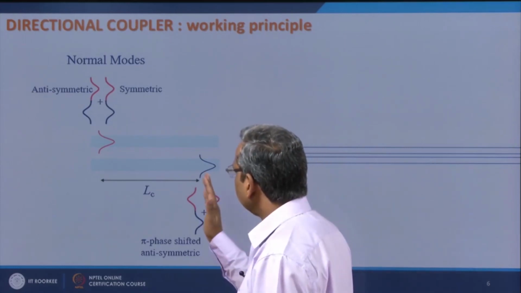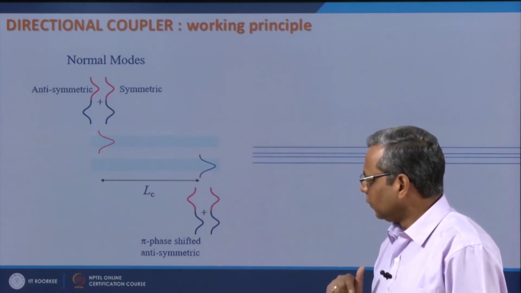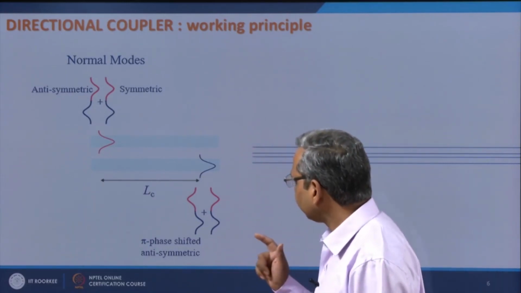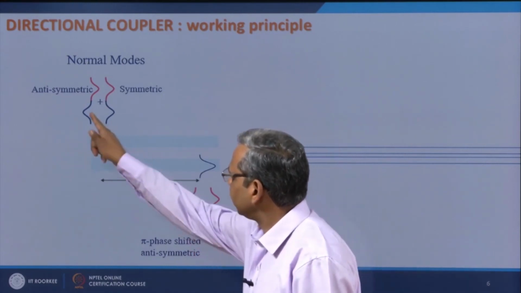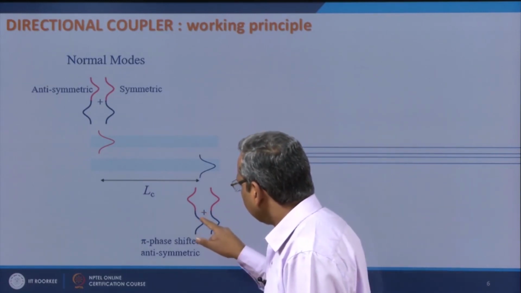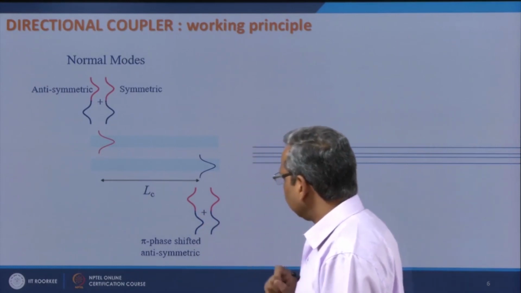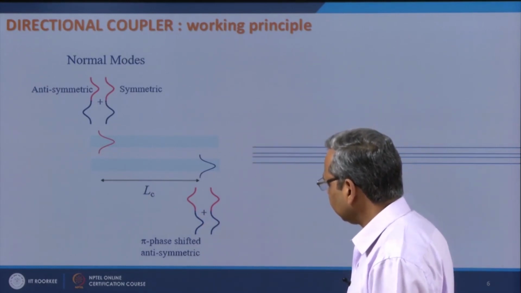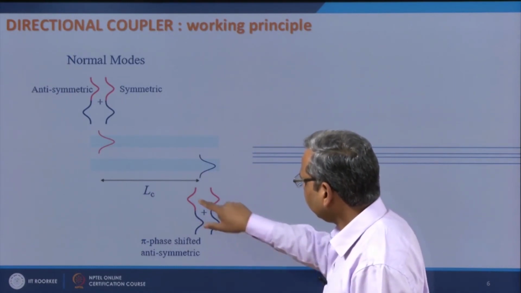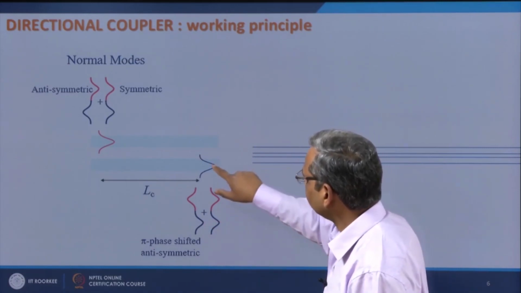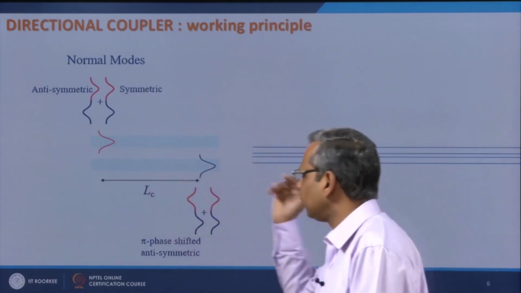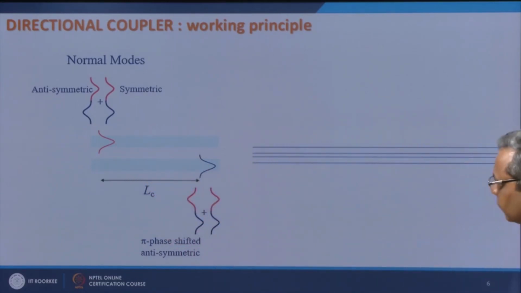Now, if after a certain length the phase shift accumulated between them is pi, then effectively this mode flips with respect to this mode. So, if now I am interested in finding out the resultant, then the superposition of these two will give you cancellation of fields here and addition of field here. So, the resultant field would be only in this core and no field would be in this core. So, this is how there is switching of power from one core to another core.